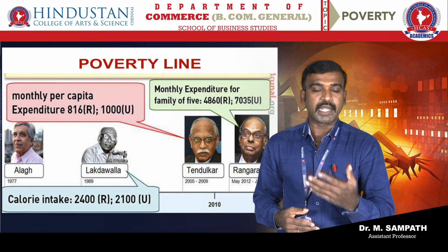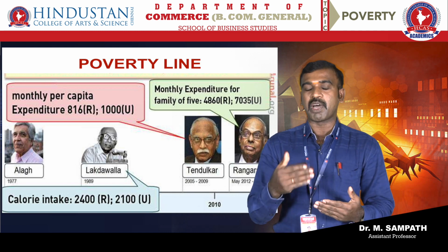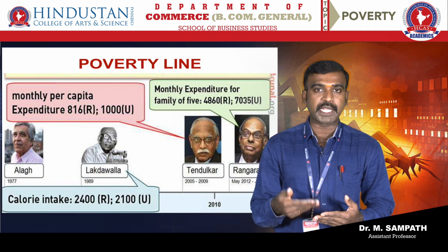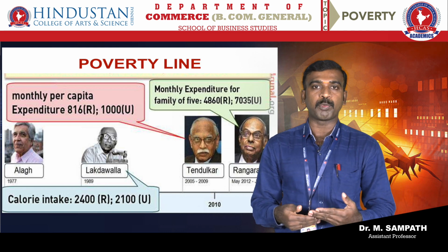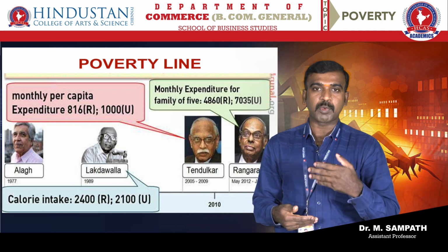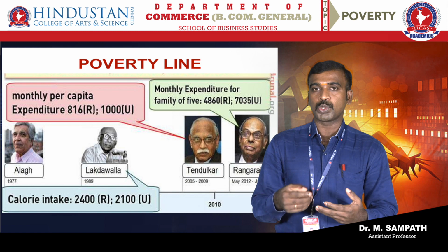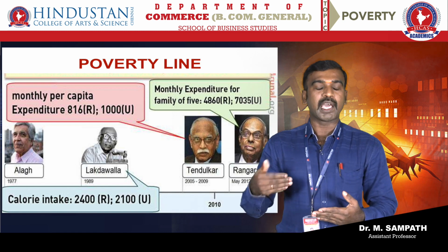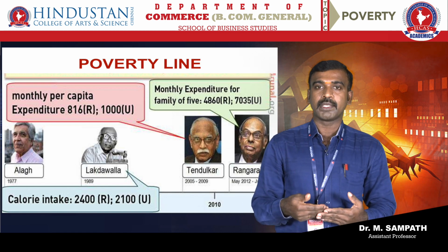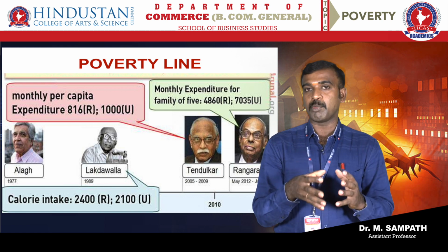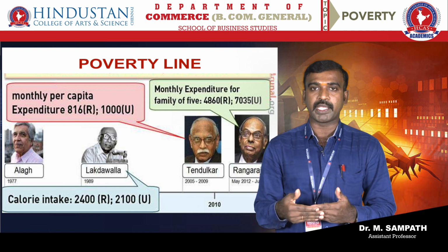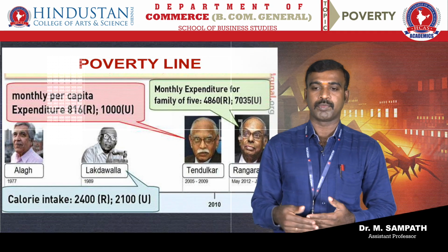And Alagh and Lakdawala create the poverty line on the basis of calorie intake. Rural area people who are not able to take in 2,400 calories, and urban area people 2,100, that is the yardstick. Those who are not able to take in these calories per day are called poor.